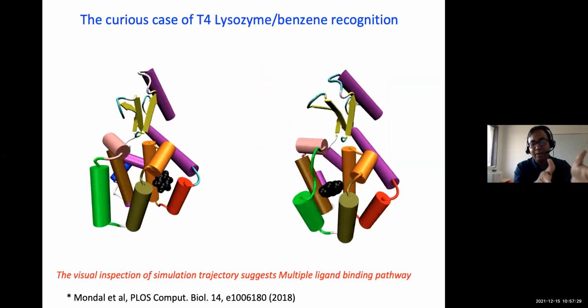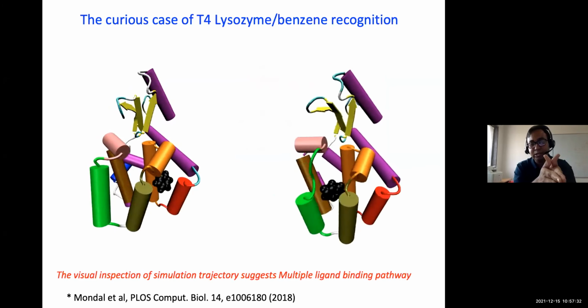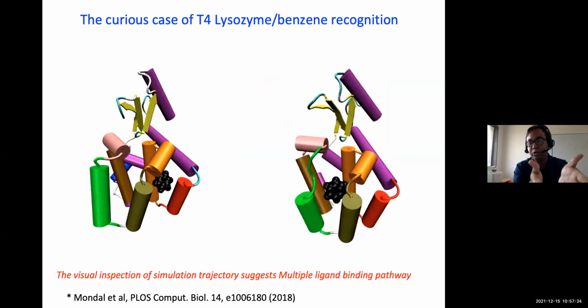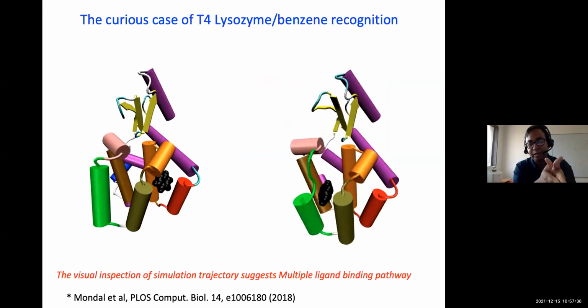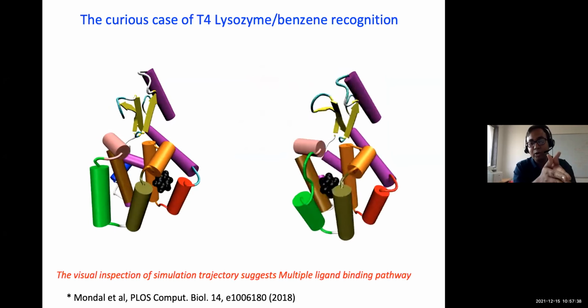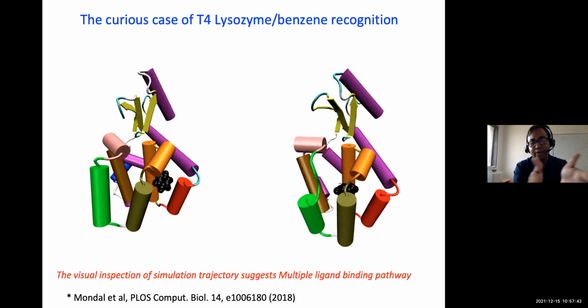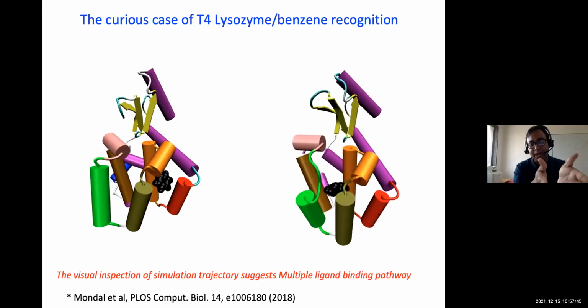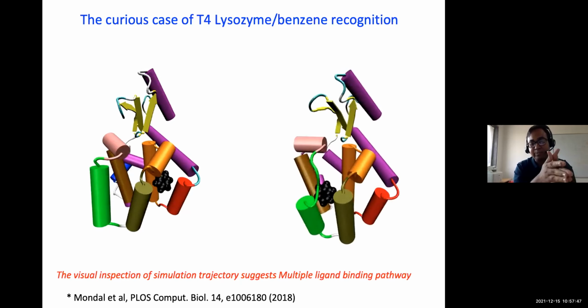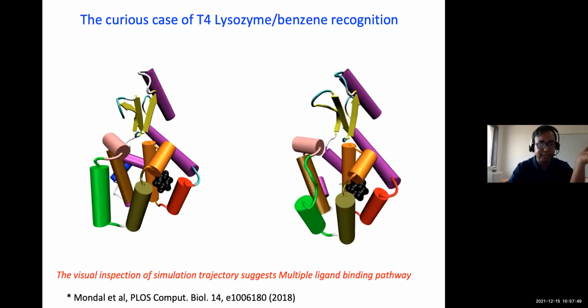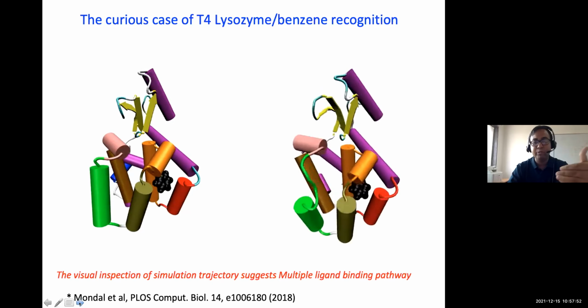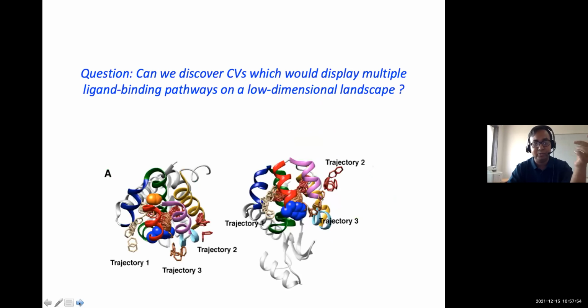So this idea of having multiple pathways to get inside the pocket is not so trivial, because generally protein ligand binding is known to have one single dominant pathway. So what we wanted to ask ourselves is, we do see an example here where we are finding multiple pathways, but these are based on visual inspection. Now, can we train on the simulation data and come up with a collective variable which will automatically predict this kind of multiple pathway? Can we discover CVs which will display these multiple pathways on a low dimensional landscape?